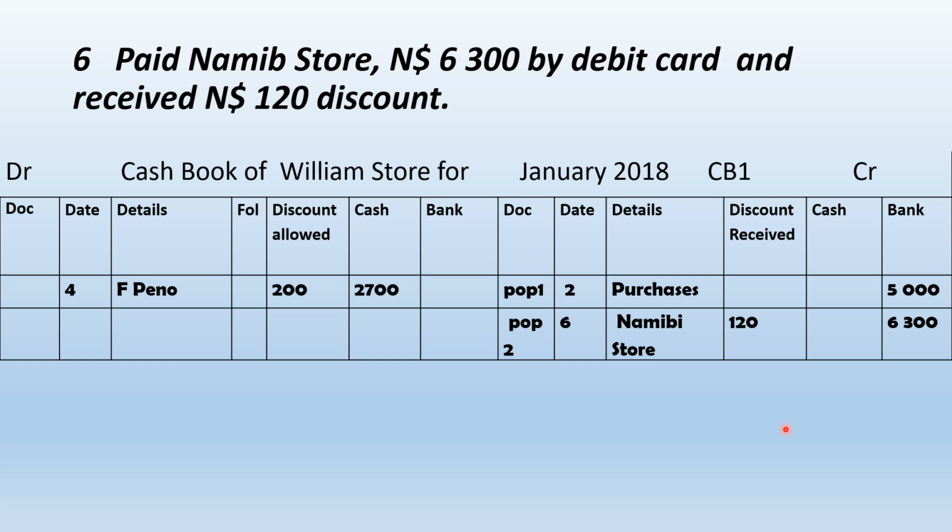Money coming into the business, debit side. Money going out of the business, credit side. And then date, when it happened, details, why are we paying out the money or from where, discount if there is a deduction, in terms of any conditions that suit the cash book, is it paid by cash or by bank.